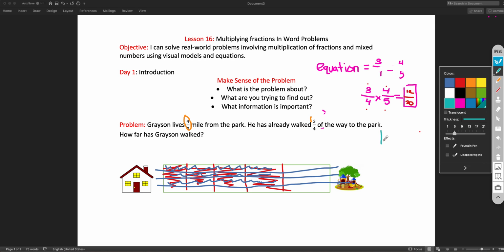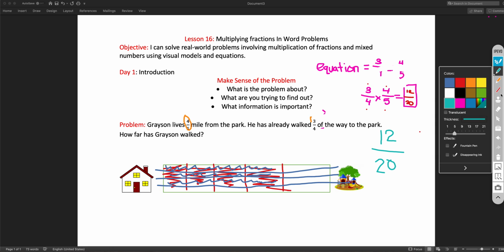We have 12 twentieths. What can you tell me about this number? 12 twentieths. Is it in its simplest form? Is this the smallest this fraction can be? If you guessed no, then you're correct. We have to simplify this number. And in order to simplify, we must look for the greatest common factor 12 and 20 have.